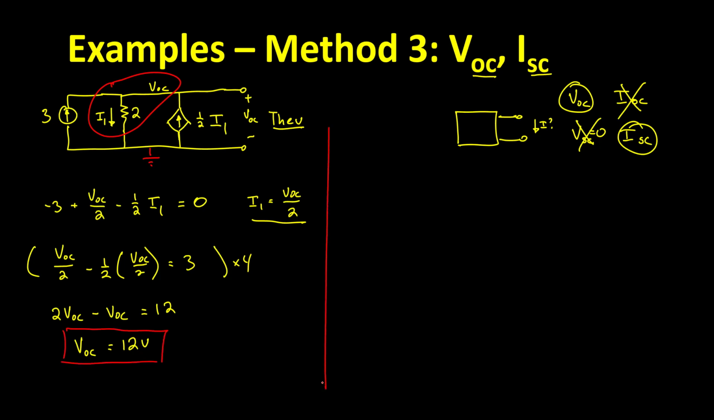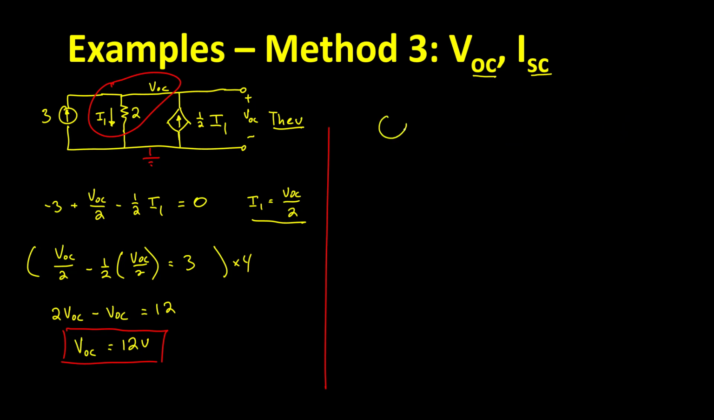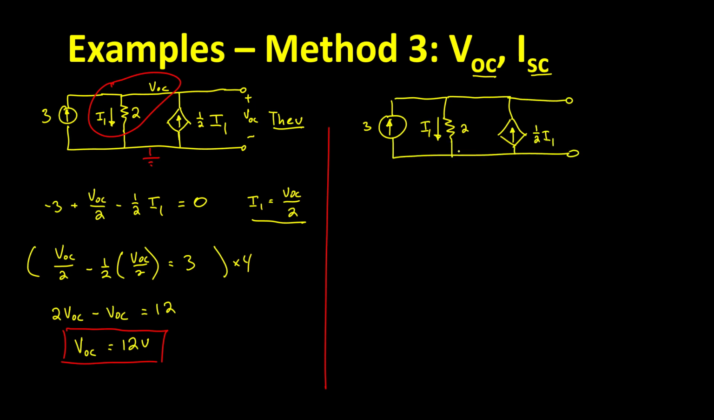Our next part of the problem is to find I short circuit. So we're going to have to redraw our circuit. Now we'll short the output, and we want to find what I short circuit is. Before we do anything with this circuit, nodal or mesh, it's always a good idea to see if we can combine any features of it. And of course we can't combine this resistor with anything or else we'll destroy our I1, and that means we won't be able to calculate our dependent source.